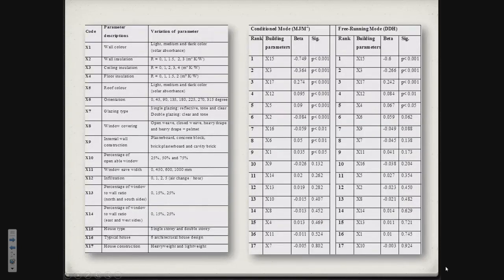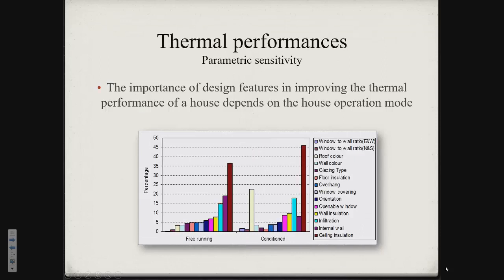So you can see this parametric sensitivity analysis demonstrated that the strategy we can employ for improving the performance of the free running building differs from the conditioned one. And when I put them in order, you can see how important it is. For the free running building, the order differs from the conditioned one. That means we cannot employ a similar strategy; it depends on the architectural design.